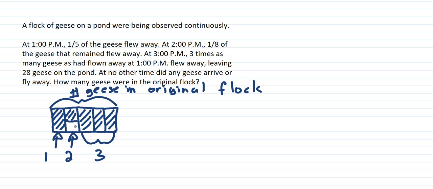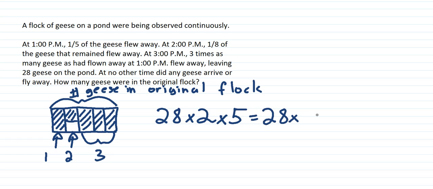So how can we get from that information to the number of geese in the original flock? Well, you take your 28, and what do we have to multiply it by? So if I multiply it by 2, I now have 1 full vertical section, and I have 5 vertical sections. So that's just 28 times 10, correct? Leaving 280 geese, okay, in the original flock.